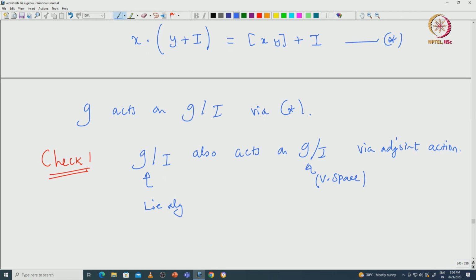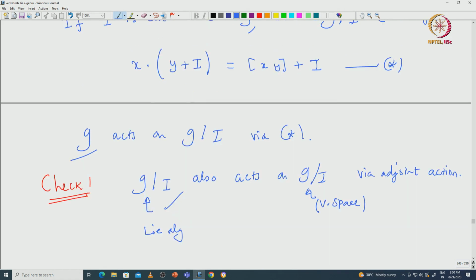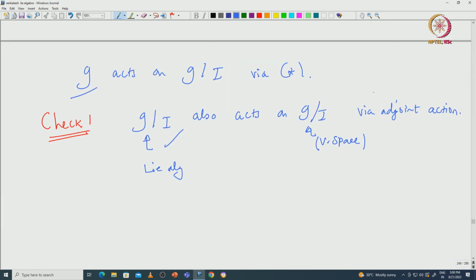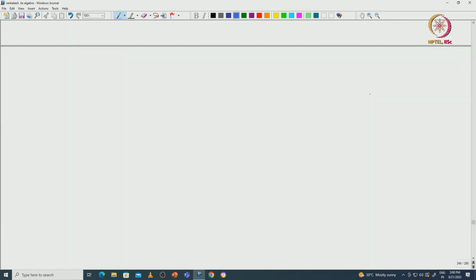So, now you have different actions on G mod I using two different Lie algebras. One is using G, another one is G mod I. But if you think about it, they are closely related because both are given by this star only. Okay. So, let us move on.